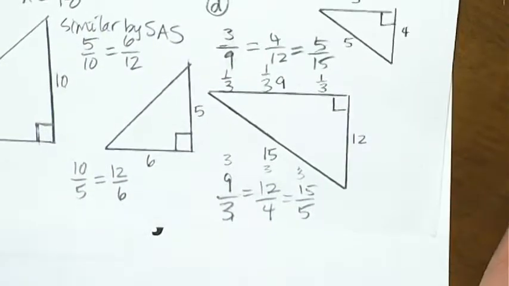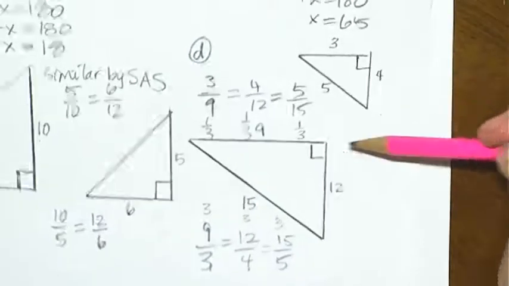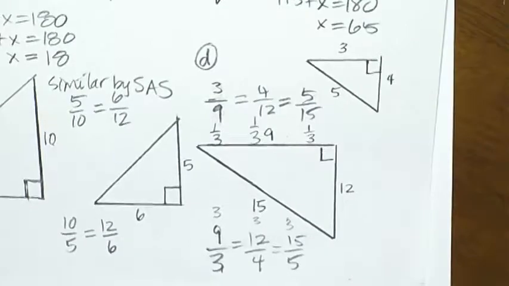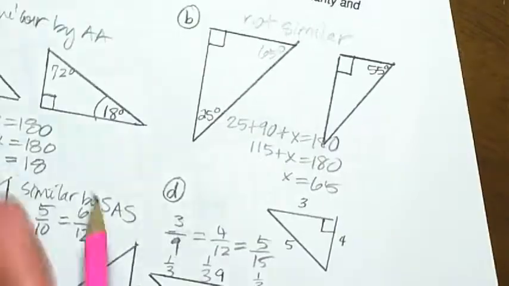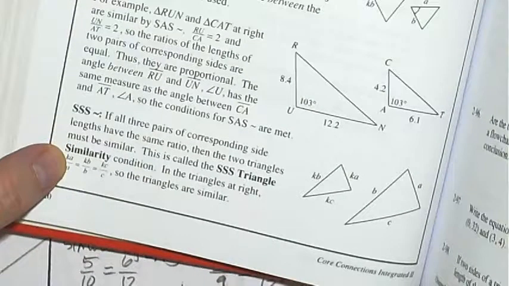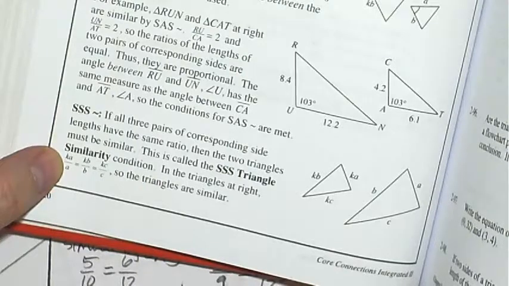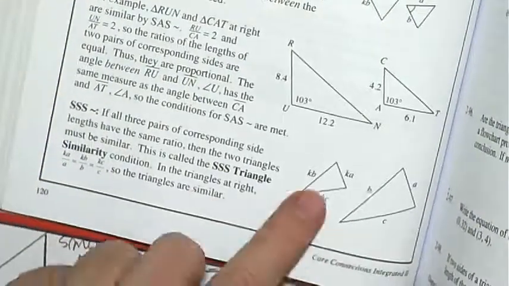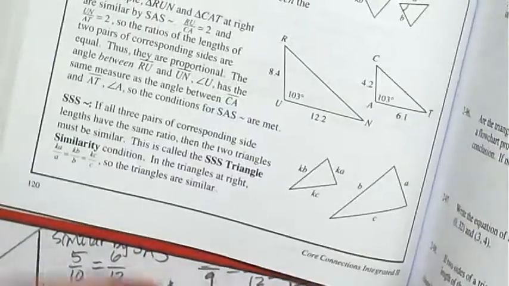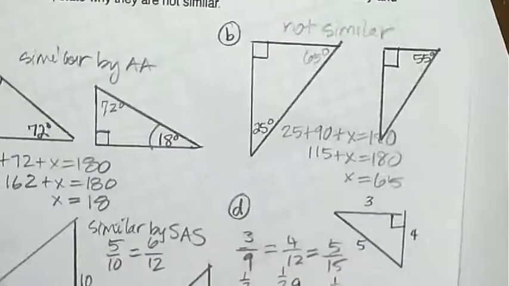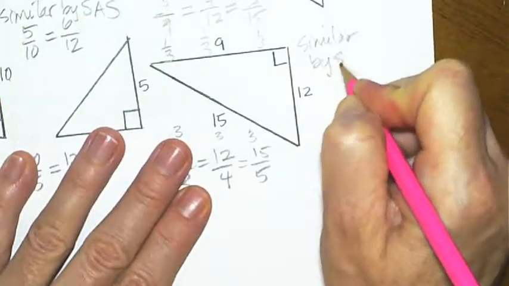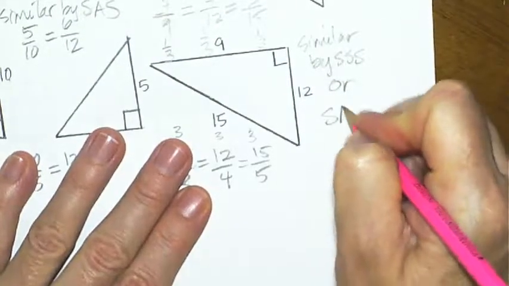So this is kind of a straightforward example of side, side, side. Or, I mean, because it's got the angle there, the right angle, I could say side, angle, side. But let's just review side, side, side. If all 3 pairs of corresponding side lengths have the same ratio, then the two triangles must be similar. So if you can multiply all 3 of these sides by the same scale factor to get the new triangle, you've got similar triangles. So let's put similar by SSS or SAS.